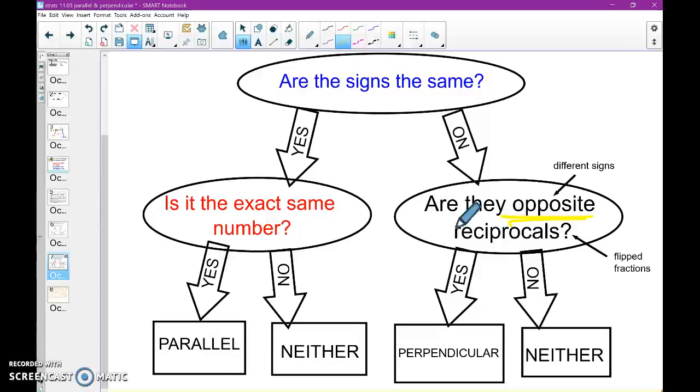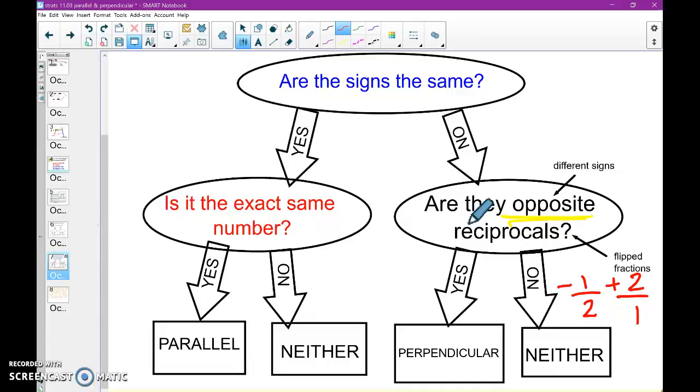So now we're going to look at, are they reciprocals of each other? In other words, if I have one that says 1/2, the reciprocal means I flip that fraction. So I switch the numbers. So is one of them 1/2 and the other one 2, or 2/1? Those would be reciprocals of each other. If they're opposite, that means one of them's negative, one of them's positive. These two things right here are opposite reciprocals. One of them's positive, one of them's negative. The fractions are flipped. That's what makes it a reciprocal.